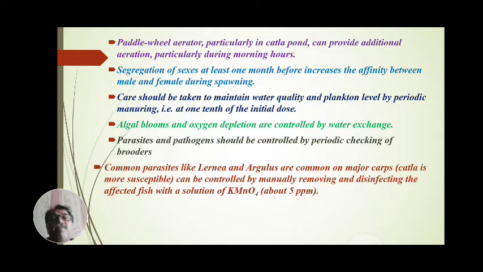When they are segregated 1 month before, then the affinity between male and female increases, and during spawning they can meet intimately, and schooling behavior as sexual play is performed. When this sexual play is performed, spawning is done carefully, spawning is done fully.